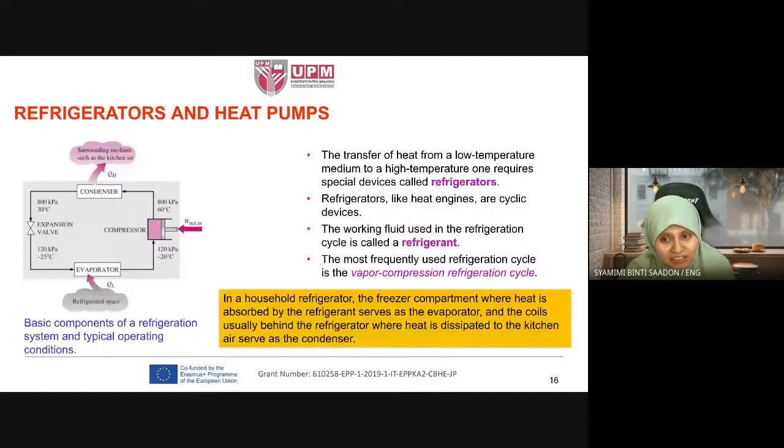Okay. Refrigerator and heat pump first. A refrigerator and heat pump is a heat engine that works in the opposite direction. Just now you saw the evaporator or boiler as the heat source, right, at above, and the condenser at below, rejecting heat. Here, for the refrigerator and heat pump, it is reversed. The function is reversed.